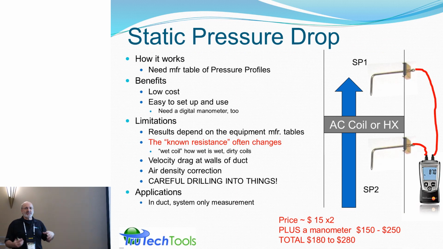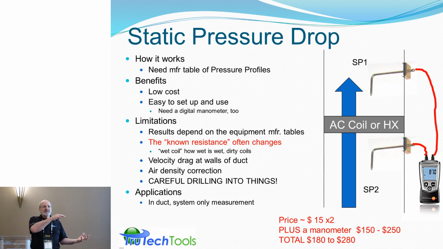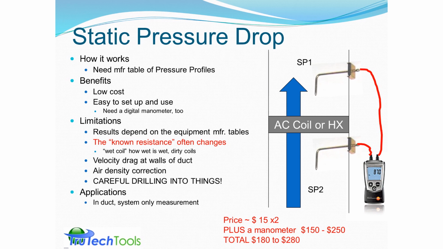So this would be an illustration of applying that static pressure tip with the manometer to a situation where you have an AC coil or a heat exchanger, but you need that table of pressure profiles in order to get the airflow from it. And there's no generic table. You might see similarities between types of equipment, but I'll show you two stark examples where you can't really compare. The results depend on the manufacturer's table. Again, it's specific to the equipment and the configuration, and then the known resistance that you're going to pick up from the static pressure drop can change, and we'll talk about that specifically and give you an example.